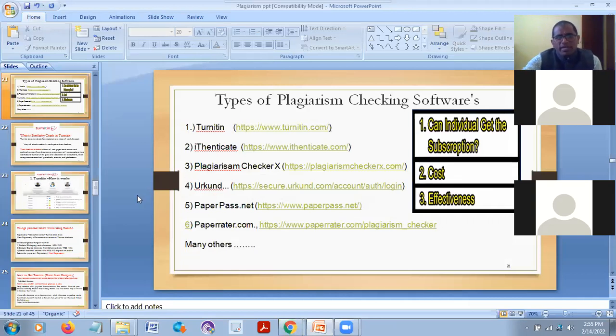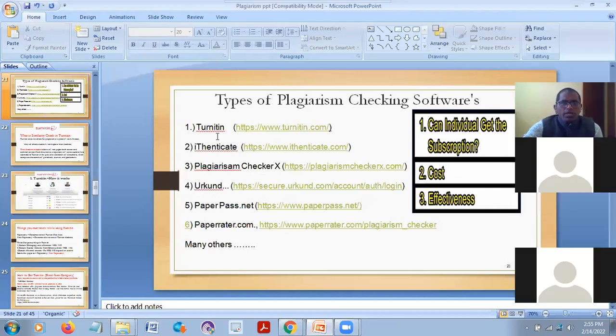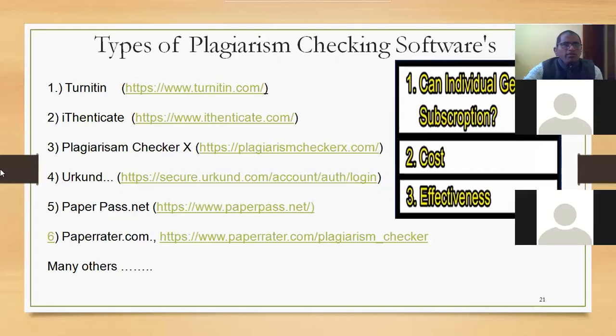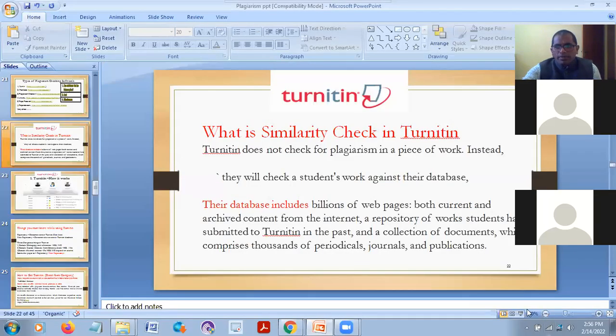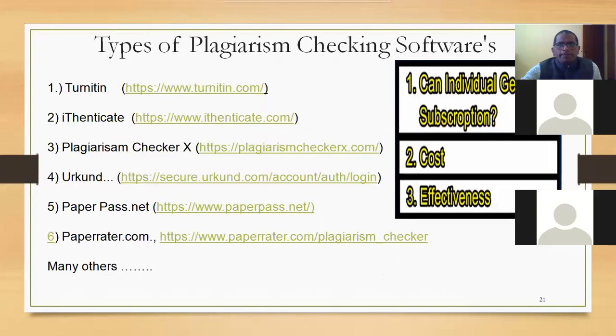When it comes to the plagiarism techniques and all, I will tell you. First, the major thing is which plagiarism software you are selecting, whether Turnitin, iAuthenticate, Plagiarism Checker X, Urkund, paperpass.net, or paperrater.com. These are various types of plagiarism checking software. This Turnitin I have just shown you, and iAuthenticate is one more site, and Plagiarism X is there on a website. These are all paid ones. Free ones you never get. But I have some alternatives, I will tell you that.